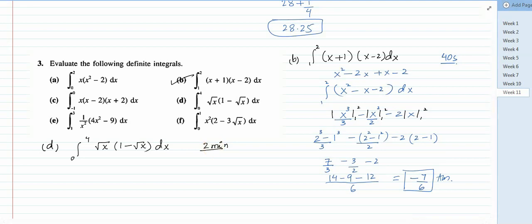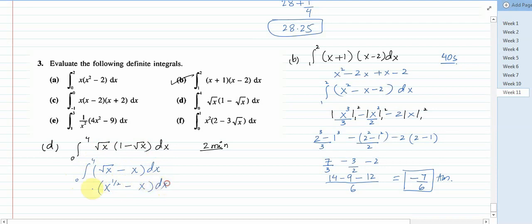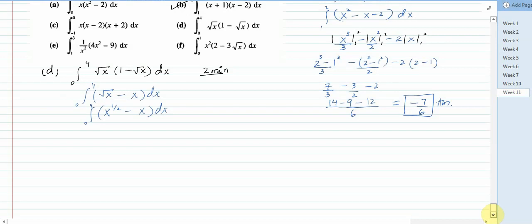Alright. So first, before applying integration, we need to simplify it. So root x into 1 will be root x, minus root x into root x, it will be x only, and dx, and the limit is already present. Root x means x to the power 1 upon 2, minus x, dx, integral from 0 to 4. Now my function is ready to integrate, right?